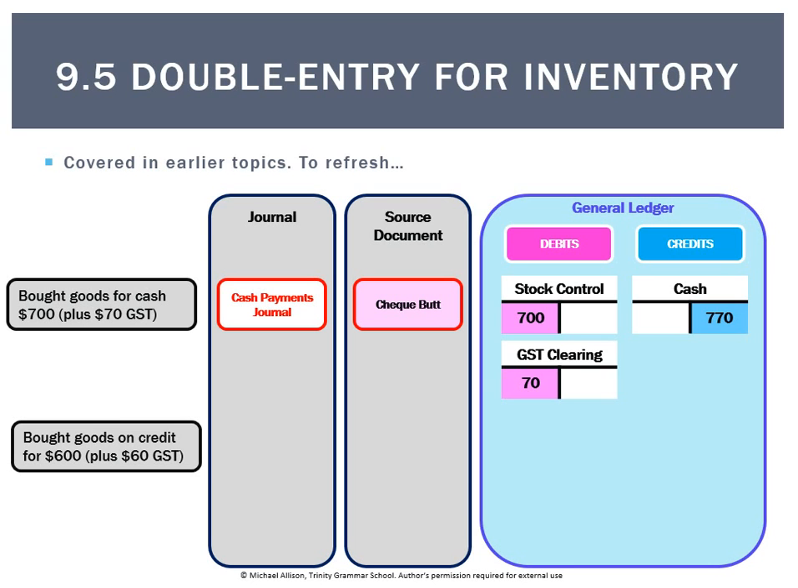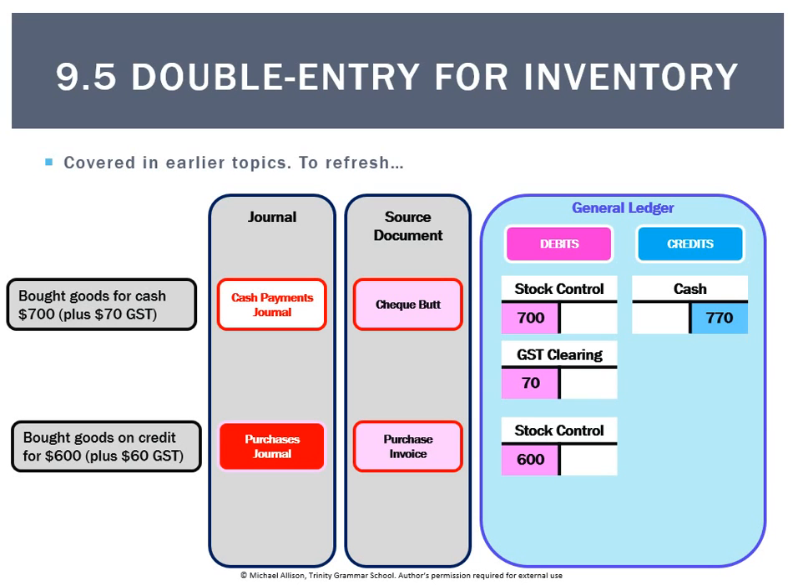What about if the business bought goods on credit for $600 plus $60 GST? Well, when we buy stock on credit, the journal that's recorded in is called the purchases journal. The source document, instead of a cheque butt, because this is a credit transaction, that'll be a purchase invoice. And then the debits and credits will be quite similar. The debits will be the exact same.